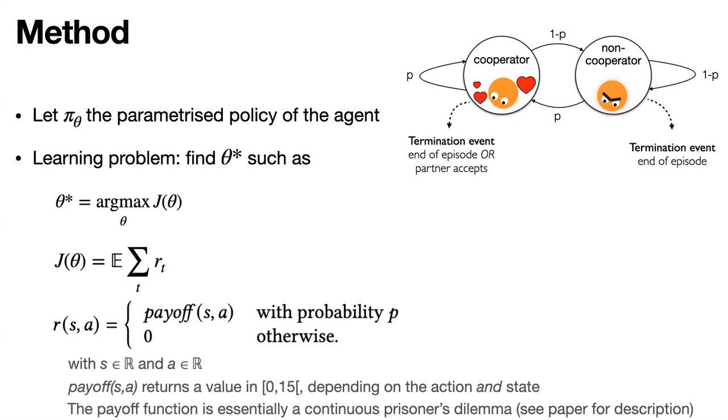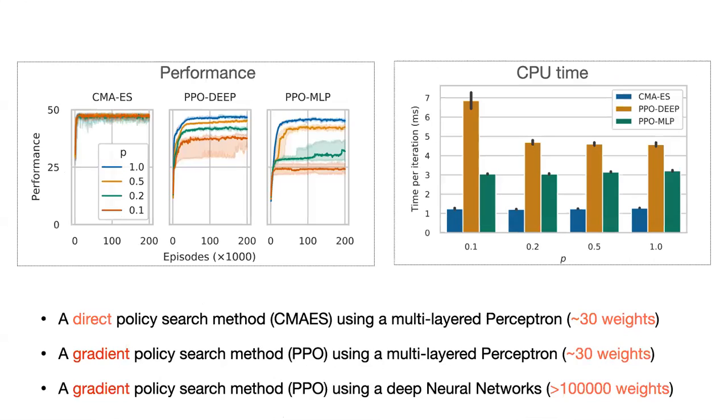We compared three algorithms: a direct policy search method, CMAES, using a multi-layered perceptron, and a gradient policy search method, PPO, using a multi-layered perceptron. Also, both are using the dimensions of 30 weights. Then we also use PPO again using a deep neural network with more than 100,000 weights to possibly benefit from over-parameterization, which is typical with deep neural networks.